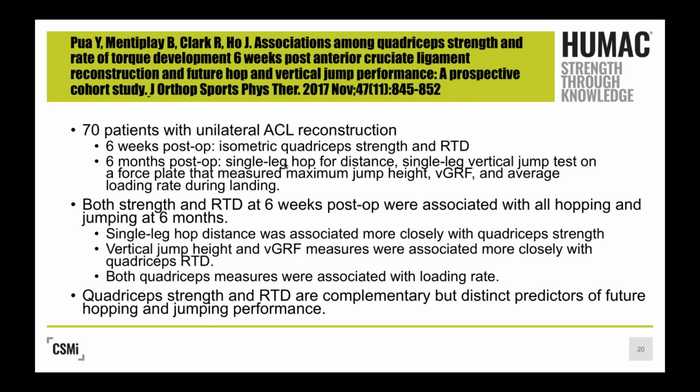Now, the single leg hop distance was more closely associated with the maximal strength, and the vertical jump height and the ground reaction force measures were more associated with that rate of force production. So both the quad measures were associated with the loading rate. So basically, the quad strength and the rate of force production are complementary, but they're different. They have distinct predictors of future hopping. And again, you should include this as part of that return to play testing as well, because it gives you all those measures in one test with the HUMAC software. That's very nice.